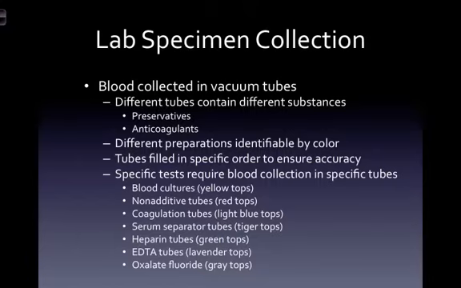Different tubes contain different substances. They have preservatives or anticoagulants. Different preparations identified by different colors. So a purple top, a green top, a brown top, a gray top, a tiger top. All are going to be a little different.